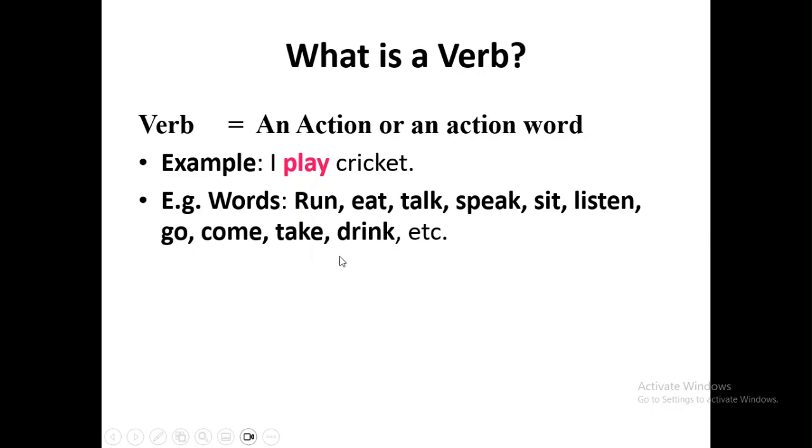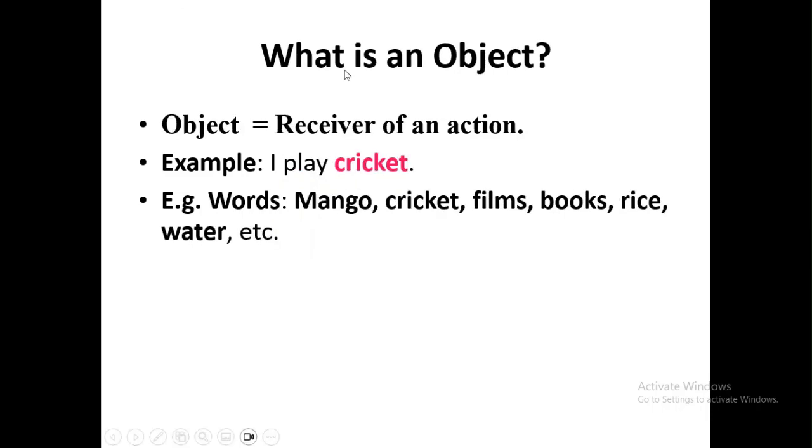Now, let us try to understand what an object is. An object is a receiver of an action. It receives whatever action is performed by the subject. For example, I play cricket. Here the subject performed an action, that is play. Played what? The cricket. The cricket is an object.